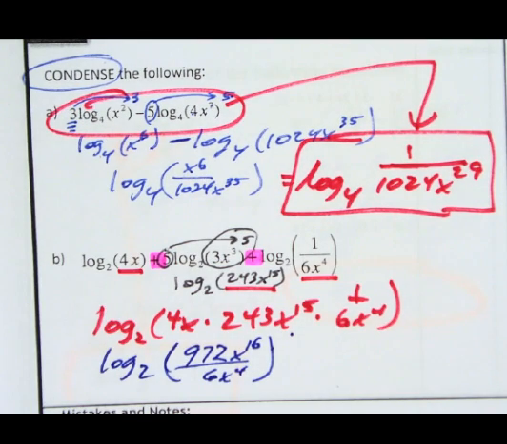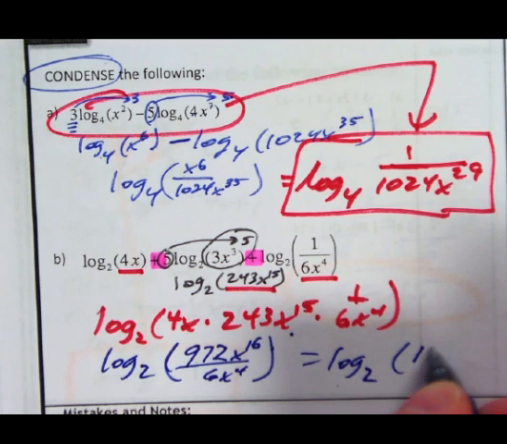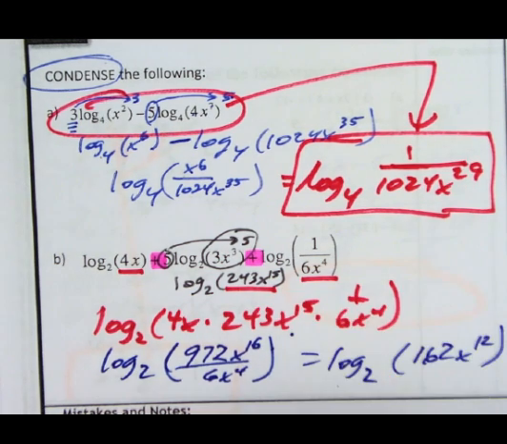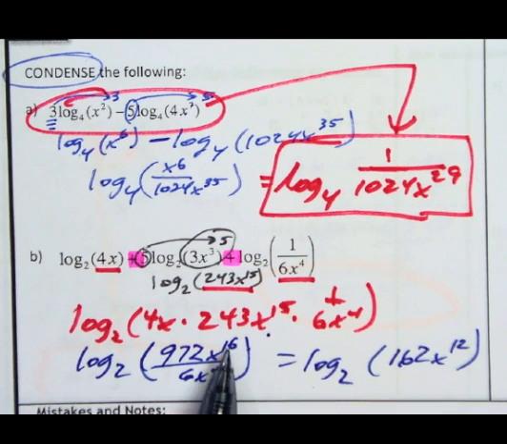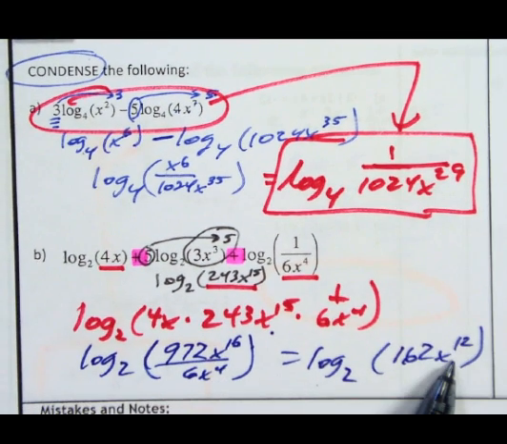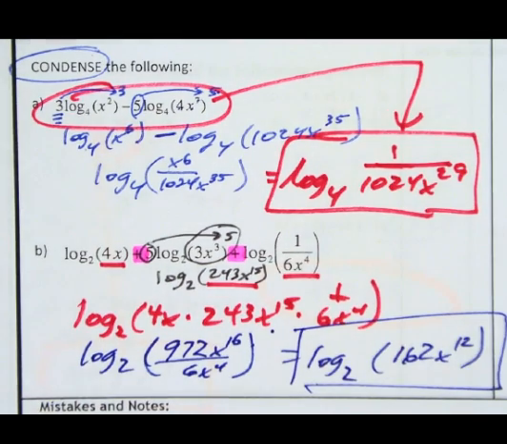Now I want to start to reduce. I need to see if they divide into each other, which they do. So then I end up with log base 2 of 162x to the 12th, because 972 divided by 6 makes 162, and x to the 16th over x to the 4th makes x to the 12th. The purpose of this target is to be able to condense them down to 1 log.